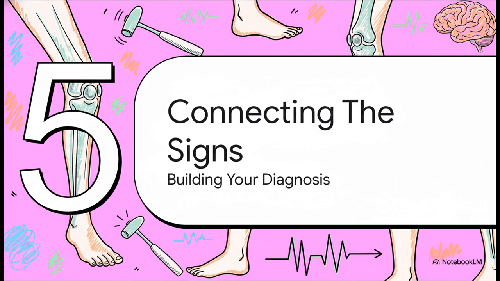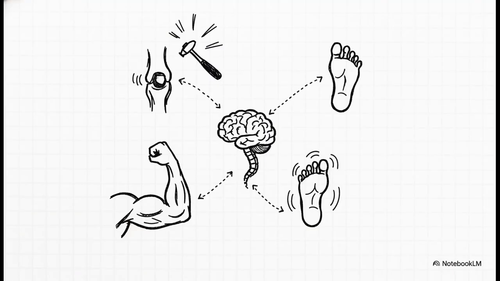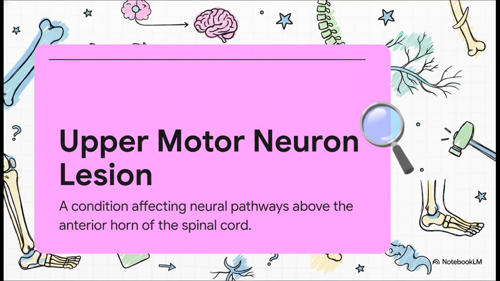Okay, so you've gathered all this data from your initial observation, from watching them walk, from your hands-on exam. Now comes the fun part, connecting the dots and building a real clinical picture. So, let's play this out. Let's say during your exam you found this exact pattern of signs. Their muscle tone is increased, their reflexes are way too brisk, they have some weakness, a positive Babinski sign, and clonus. Now that is not just a random collection of findings. That's a classic pattern. And that pattern points straight to one thing, an upper motor neuron lesion. See, understanding these patterns is what takes your exam from just a checklist to being a powerful diagnostic tool. You're not just seeing signs anymore, you're interpreting what they mean.